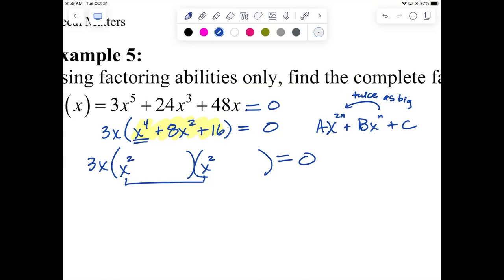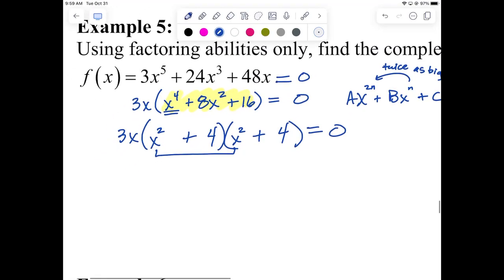What are the factors of 16 that add up to 8? 4 and 4. And they both have to be positive, don't they? So really, this turns into 3x times x squared plus 4, quantity squared.